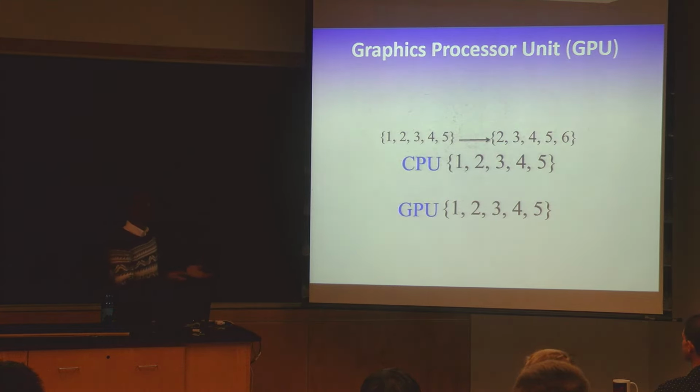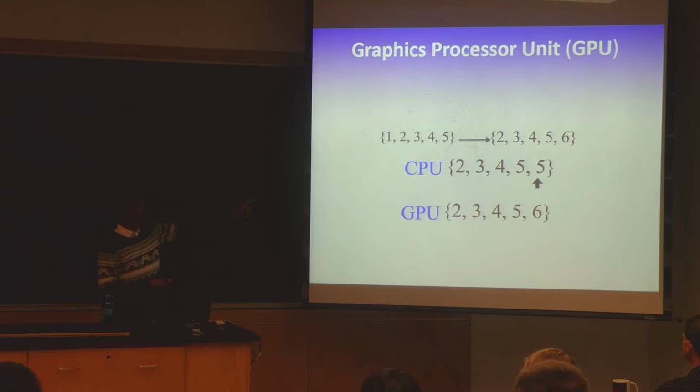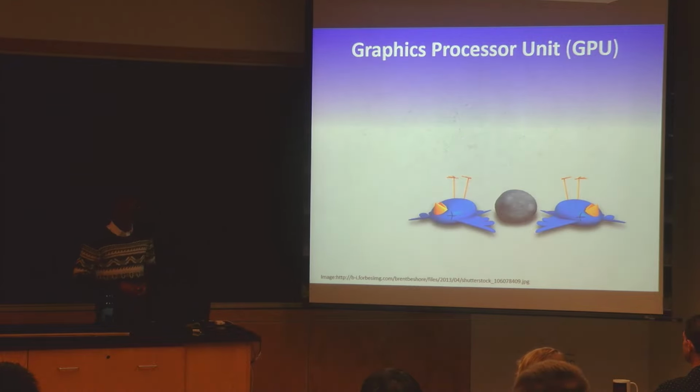For example, this is just a simple example. Let's say we have a set of numbers, 1 through 5, and we want to increment each element by 1, as in add 1 to each element. You could do this 1 by 1, as a serial CPU code would, or you could run a GPU and have each core add 1 to each element, and that's a lot faster, obviously.